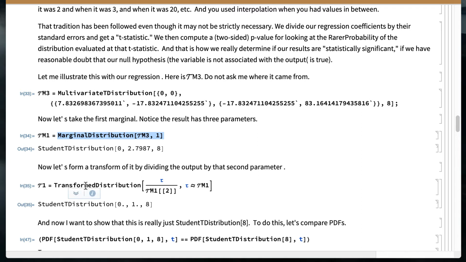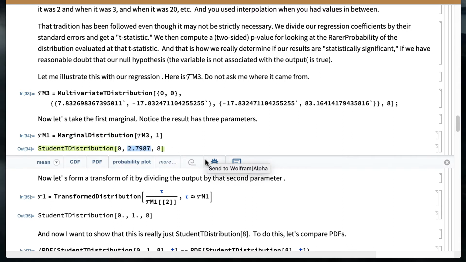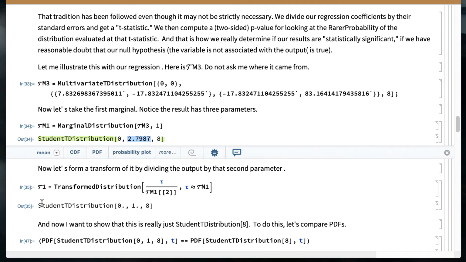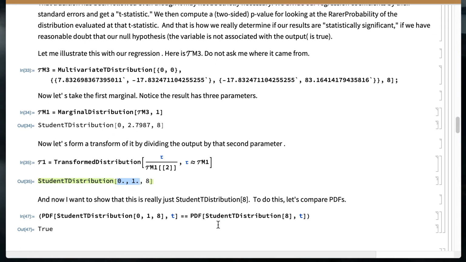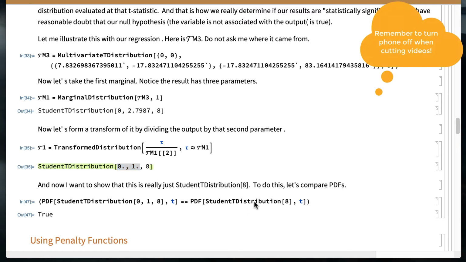Now, let's transform that marginal distribution by dividing it by the second parameter. Here, that 2.7987, which is the standard error associated with that variable. We get a new distribution, student t distribution with a first parameter of 0, a second parameter of 1, that's the effect of the division, and the third parameter remains 8. But it turns out that where you have 0 and 1 as your first two parameters, you don't really need them, and you can describe the distribution as a simple student t distribution.